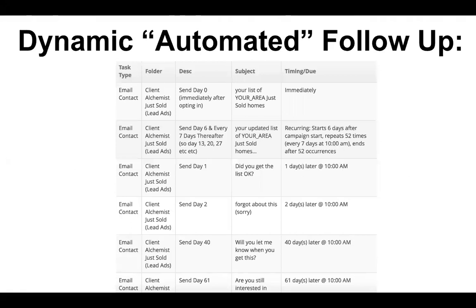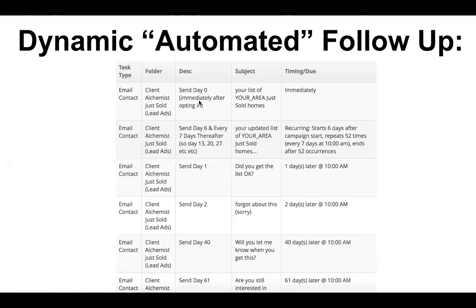So this is one example of a dynamic automated follow-up sequence, okay? Where it's a series of emails that are sent automatically. You don't have to think about it at all. It happens whether you go to work today or not, whether you're with a client or not. And so I'll just break them down here.